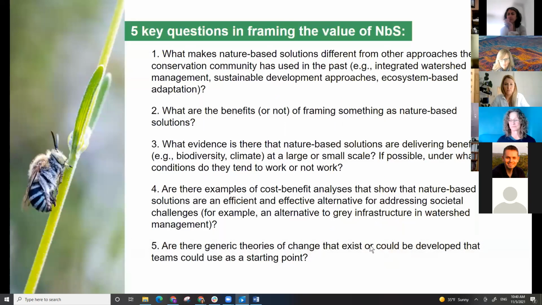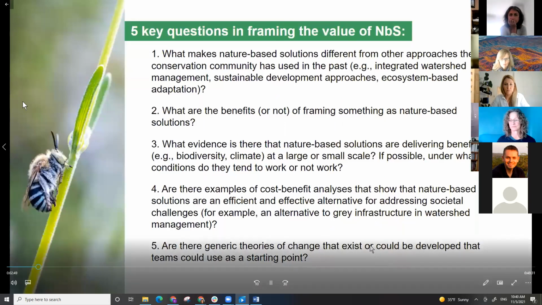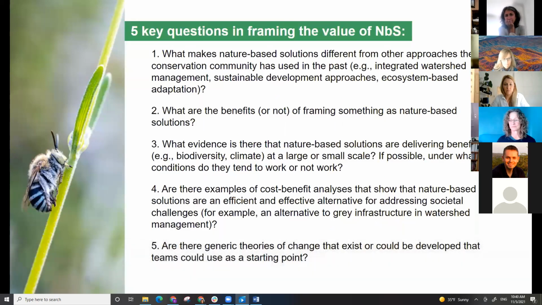So for the project that we're doing, we'll be looking at answering these 5 questions, and it's all centered around what is the value of nature-based solutions. So the first question is about what makes them different from other approaches that have been used in the past, and what are the particular aspects associated with that. We're looking at what are their benefits or lack of benefits in some cases for framing something as a nature-based solution. And obviously it's the buzzword at the moment, and even at the COP it's being thrown around everywhere, and it's just going to get bigger and bigger. It's like the new big thing for the world.